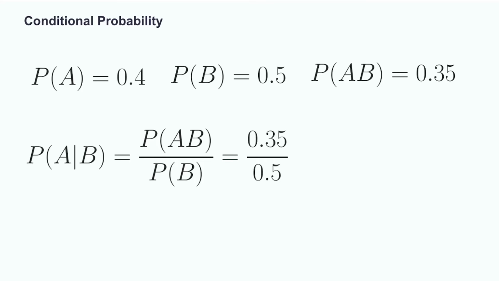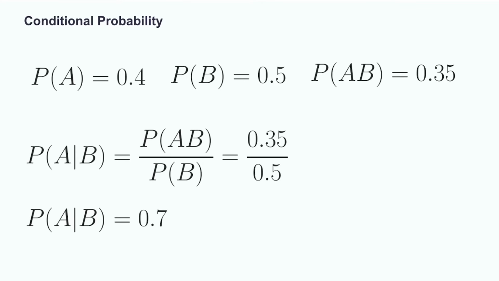Plugging in our values, we find that P(A|B) is equal to 0.35 divided by 0.5. This tells us that the probability that you go to the park given that it is sunny is equal to 0.7, or 70%. This makes sense as you are generally more likely to go to the park in the sun, and thus the conditional probability is different than the basic probability of going to the park. Now, this worked because we had information about the likelihood of A and B occurring at the same time.